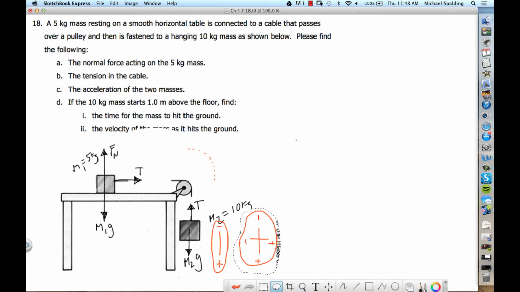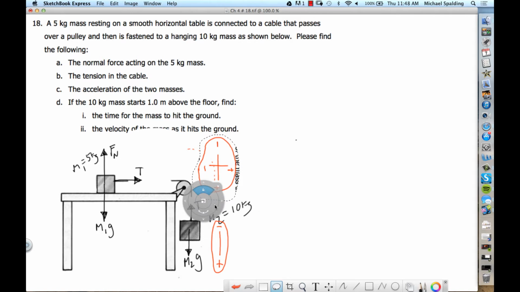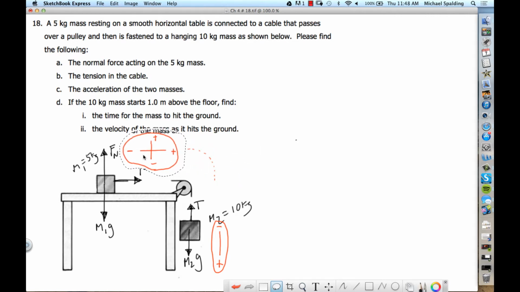Plus, because kids get confused, and maybe I shouldn't mention it because maybe you weren't confused, but I just know that kids get confused. They're like, wait a minute, I thought you said that down is plus. See over here, we're saying that down is positive. But basically, think about it like this: the whole sign convention just rotates around the pulley, so you end up having down as plus over here. Okay?